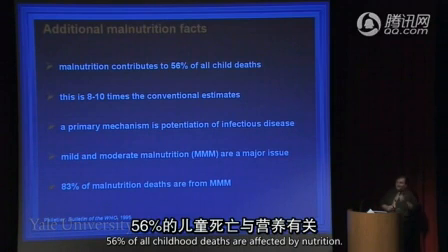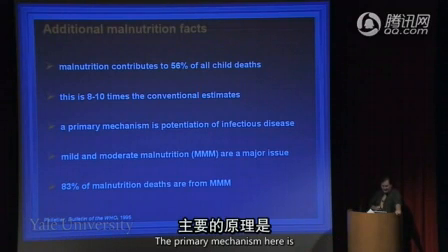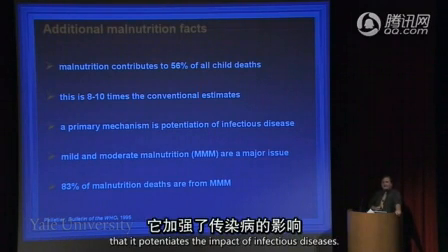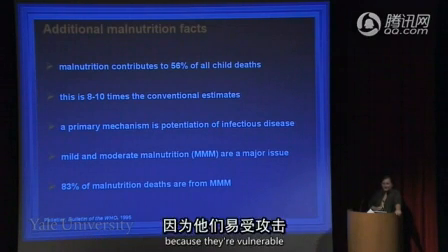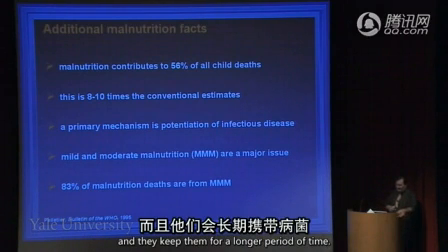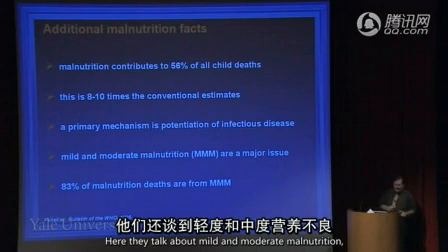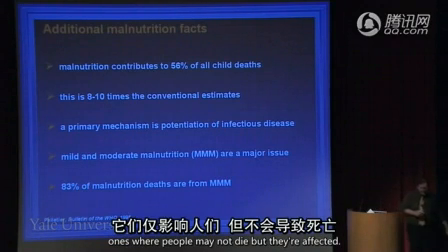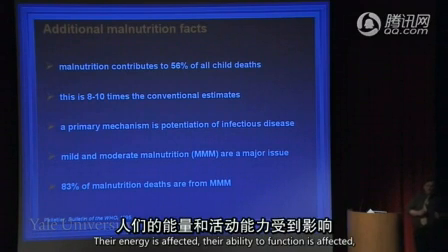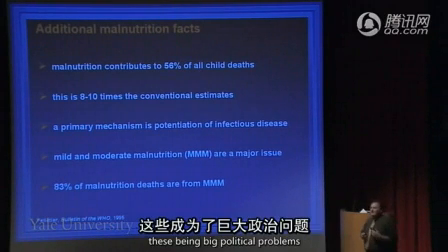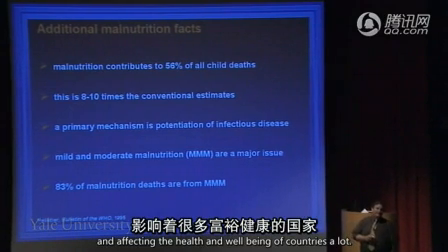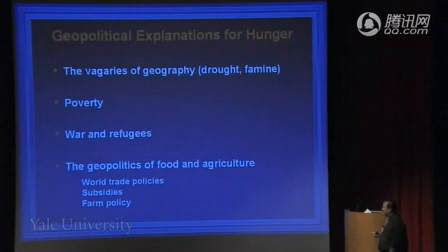56% of all childhood deaths are affected by nutrition. The primary mechanism here is that it potentiates the impact of infectious diseases. It makes individuals more vulnerable to infectious diseases and then more likely to pass them on because they're vulnerable and they keep them for a longer period of time. And here they talk about mild and moderate malnutrition, ones where people may not die, but they're affected. Their energy is affected, their ability to function is affected, and therefore their society is affected. These being big political problems and affecting the health and well-being of countries a lot.